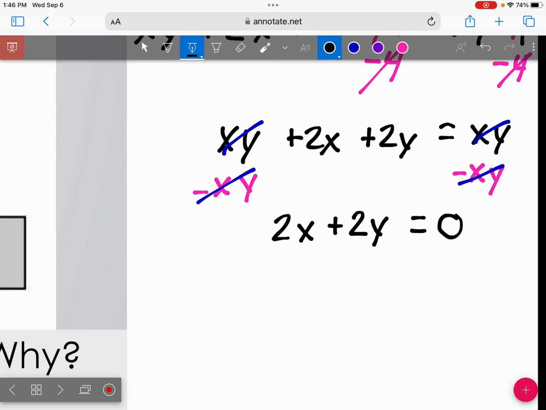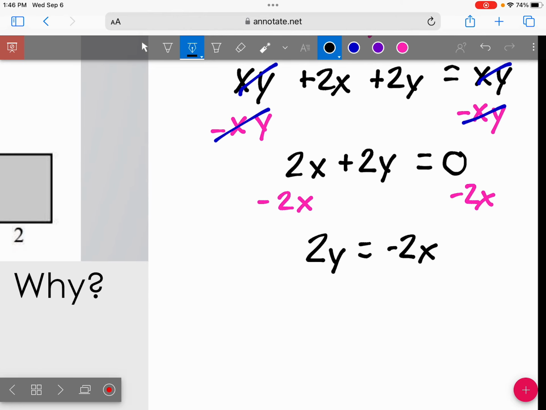Could we come up with some values then? See if we can get y equals. What can I do to get y equals? Let's try subtracting the 2x. Now I have that 2y equals minus 2x. Can we get y by itself? No?